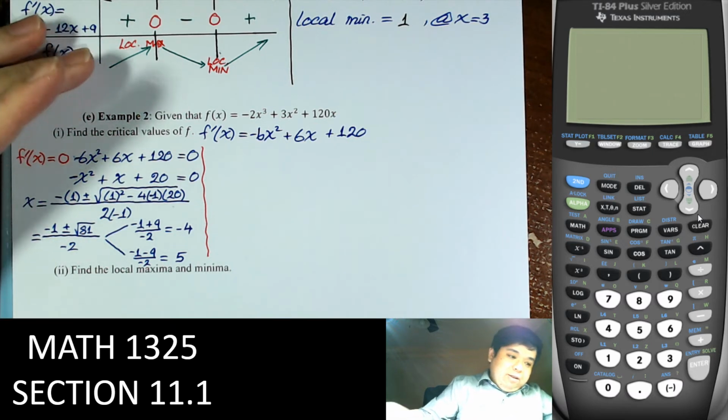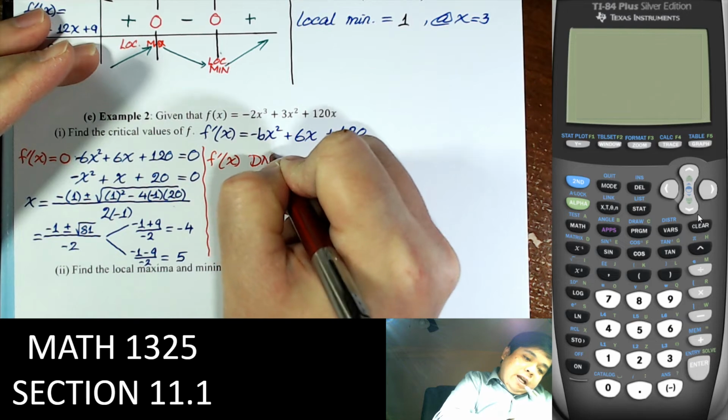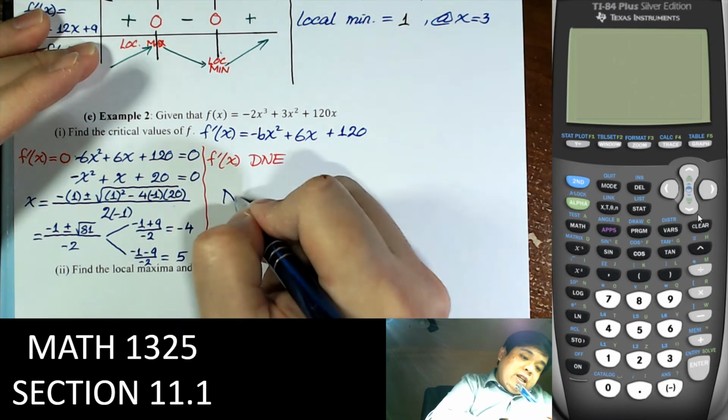And then when we have the derivative does not exist, once again, this is continuous everywhere. So we do not have anything here.